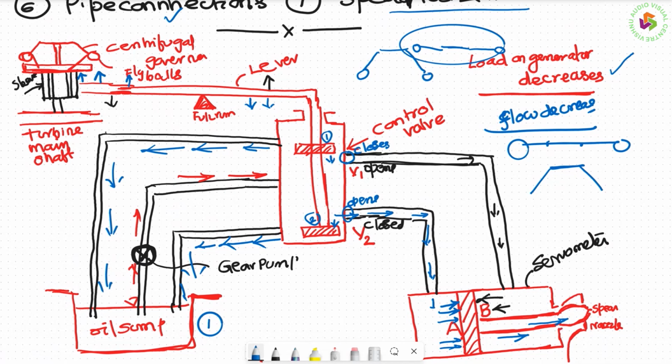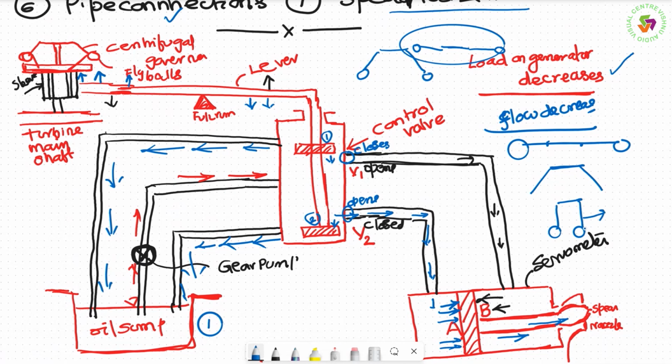When the flow is reduced, the turbine speed is brought back to normal speed. When the turbine speed is brought back to normal speed, automatically the generator speed also becomes normal speed. This is one part of it. The second part is, suppose, for example, the load on the generator increases. When the load on the generator increases, the fly balls will come closer, and naturally this is how the fly balls are going to be.